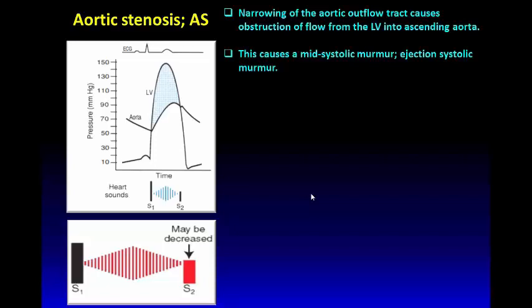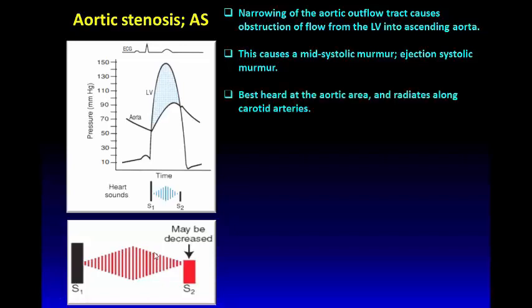In aortic stenosis, there is narrowing of the aortic outflow tract. This narrowing causes obstruction of the flow of blood from the left ventricle into the ascending aorta during the ejection phase of the cardiac cycle. This gives rise to a mid-systolic, ejection systolic murmur, which is heard between S1 and S2 with a crescendo-decrescendo profile.